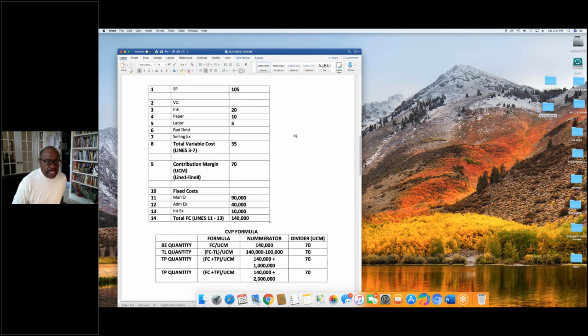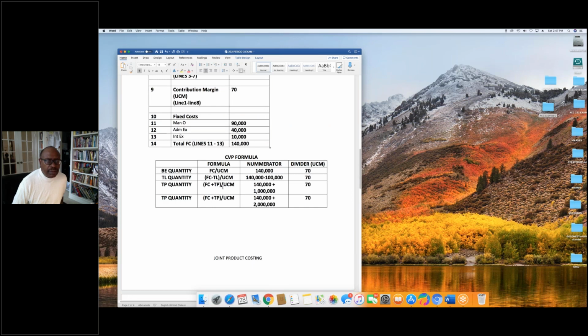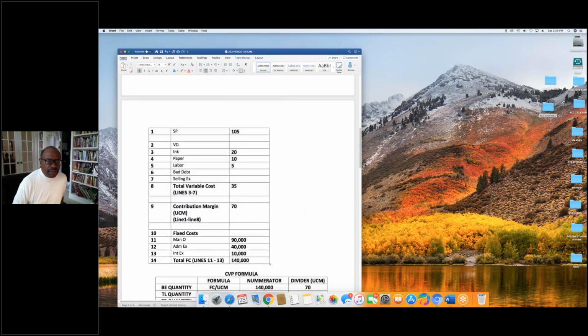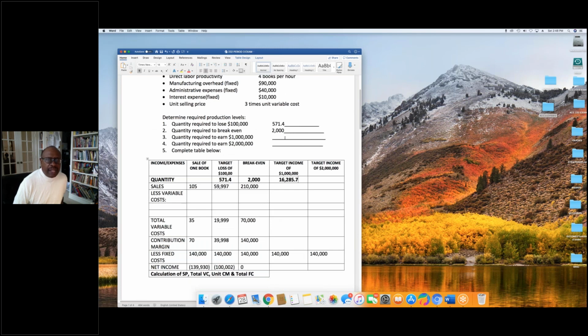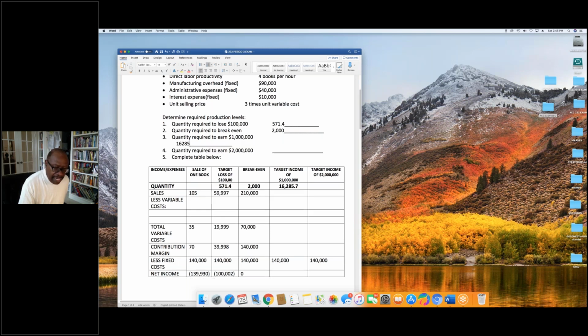So once again, for a target profit, we add that to the fixed cost, 140,000 plus 1 million, and divide by that common divider, the UCM of $70. And so we make that calculation. The approximate amount will be 16,285.7.